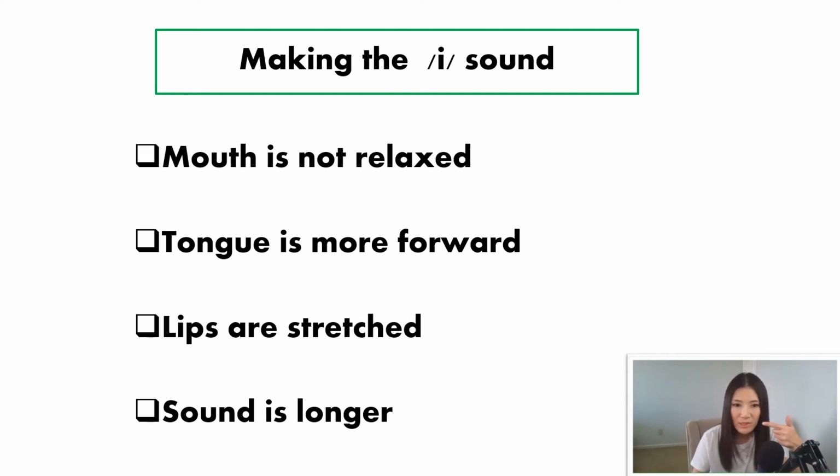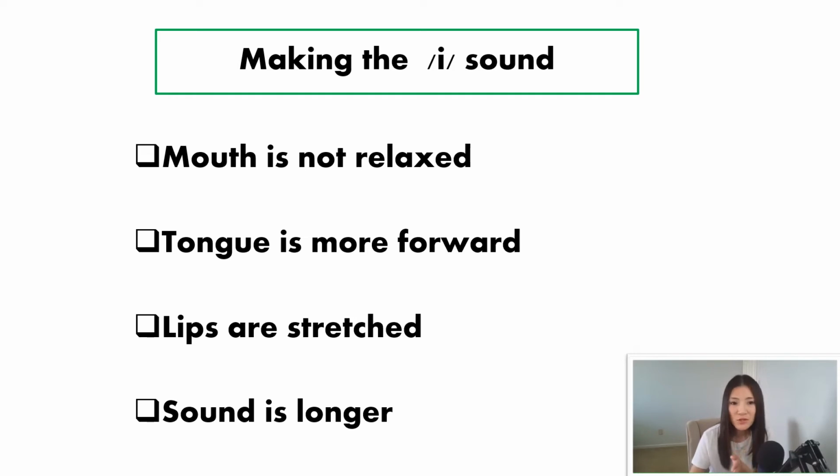Now, when I make the E sound, your mouth is not relaxed. It cannot be relaxed. Your tongue is more forward. Your lips are stretched back like E, and your sound, therefore, is longer. So the first sound that we went over is very relaxed, I. Whereas this sound, your lips should be all the way back, E, like eat, right?